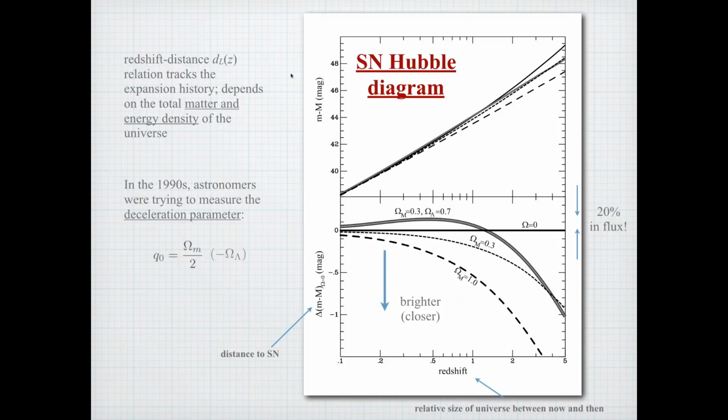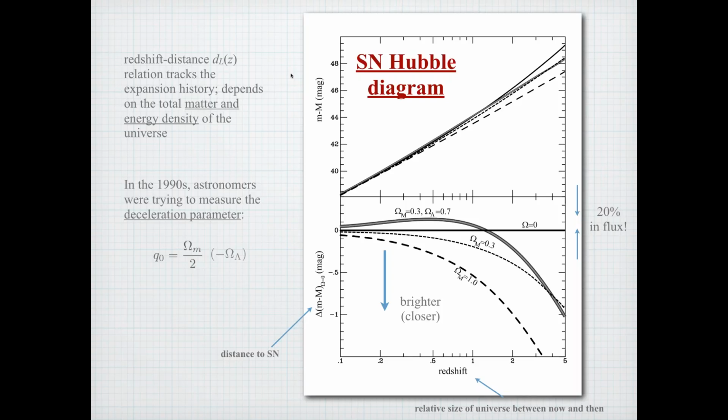So I'm going to the next slide. This is a diagram called the Hubble diagram that shows the two measurements that we make with supernova. I'm not showing any measurements here, but I'm showing theoretical calculations of the different expansion histories of the universe depending on the cosmological parameters.